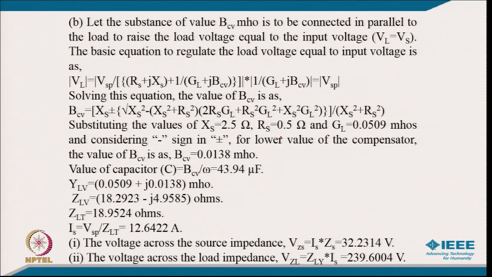So, after putting in the value of Xs equal to 2.5 and Rs equal to 0.5, and the GL of the load after the load balancing and perfect correction, and considering the minus sign for the lower value of the compensator, BCV comes to 0.0138 mho and the capacitance value comes to 43.94 microfarad. Then we can find the load admittance and load impedance after the voltage regulation; ZLT comes to 18.9424 ohm, and the current in the supply after voltage regulation comes to 12.644 ampere, and the voltage across the source impedance comes to 32.23 volt. However, the load voltage comes the same, 239.6, because it is 0 voltage regulation. So, it maintains the same voltage as the source voltage after putting in this compensator.